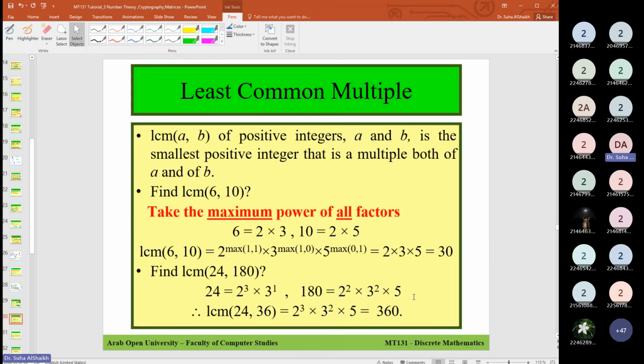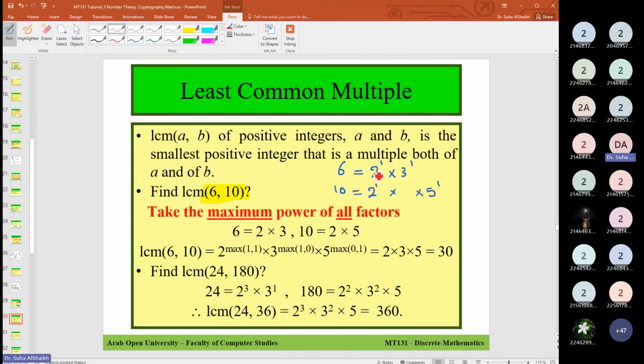Here the least common multiple, we already did that. The least common multiple is the multiple that is common and that's the least between the two numbers. For example, the LCM between 6 and 10: the 6 is written as 2 power 1 times 3 power 1, and the 10 is written as 2 power 1 multiplied with 5 power 1.